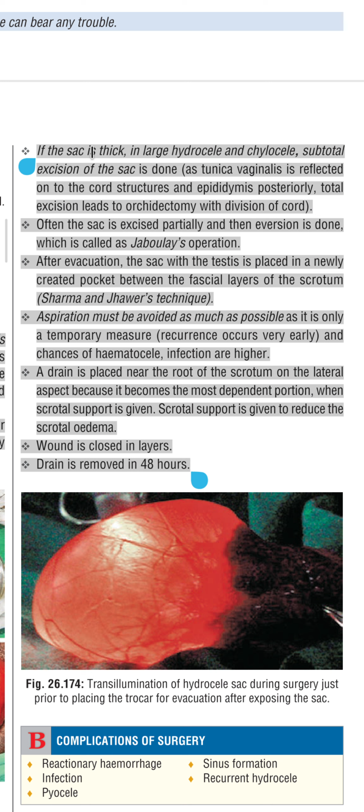If the sac is thick, in large hydrocele and hematocele, subtotal excision of the sac is done, as tunica vaginalis is reflected onto the cord structures and epididymis posteriorly. Total excision leads to orchidectomy with division of cord. Often the sac is excised partially and then eversion is done, which is called Jaboulay's operation. Fig. 26.1.